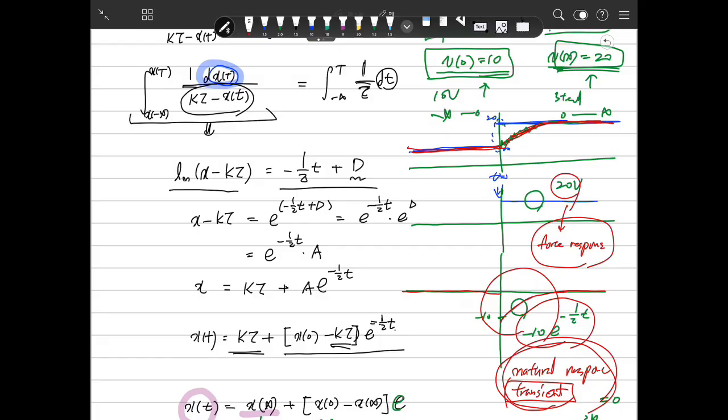Transient in Korean is 과도 상태. 과도 상태 means some very temporary response. This is just temporary, because of the change of the status.